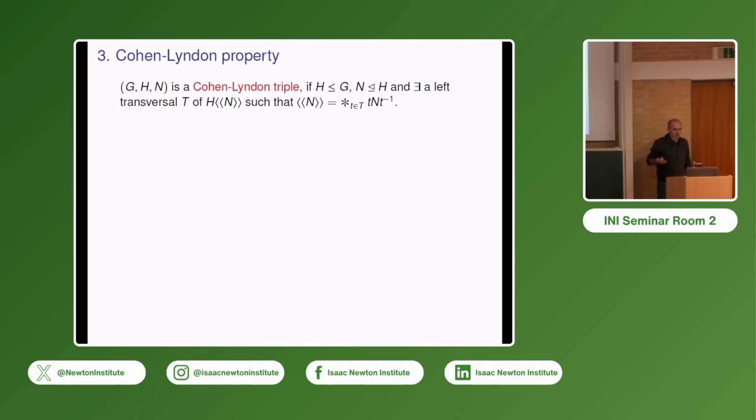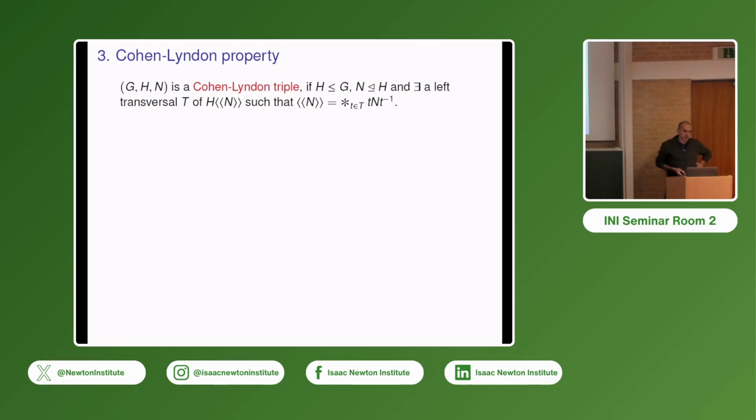Now I want to talk about a related property, which is called the Cohen-Lyndon property. So just in the same setting as group theoretic Dehn fillings, we have G, the ambient group, H is its subgroup, and N is a normal subgroup in H.